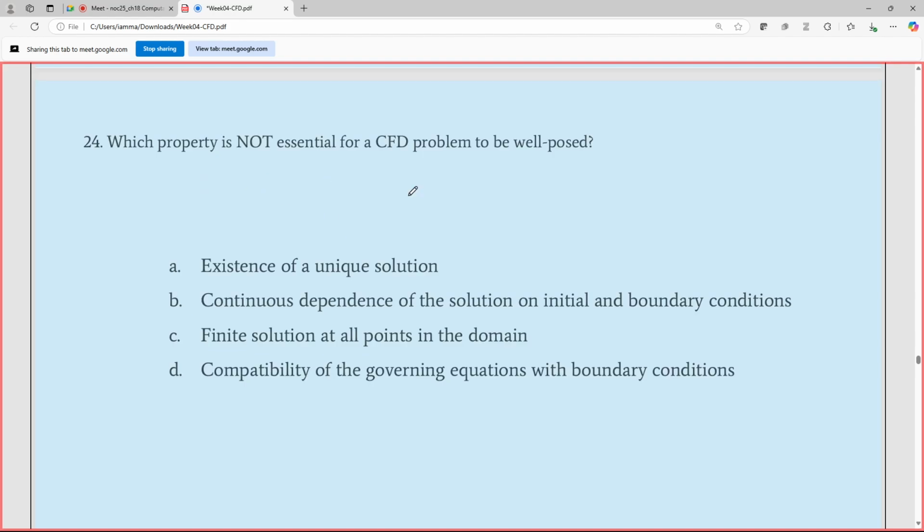Next question is on well posedness of a system. Which property is not essential for a CFD problem to be well posed? So the question is on a property of the CFD problem called well posedness. Options are: A, existence of a unique solution. Option B, continuous dependence of the solution on initial and boundary conditions. Option C, finite solution at all points in the domain. Option D, compatibility of governing equation with boundary conditions.